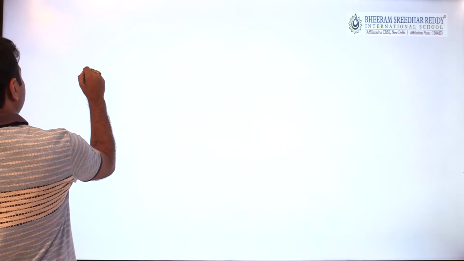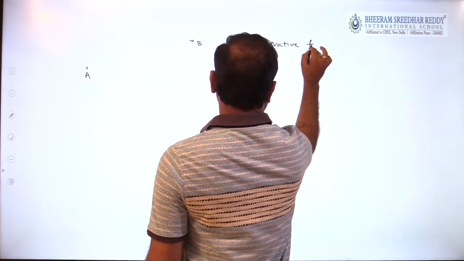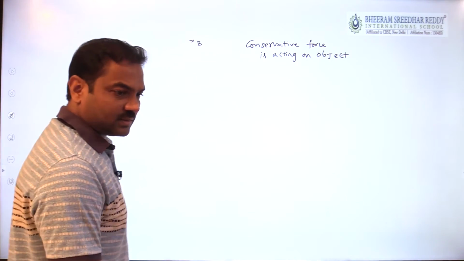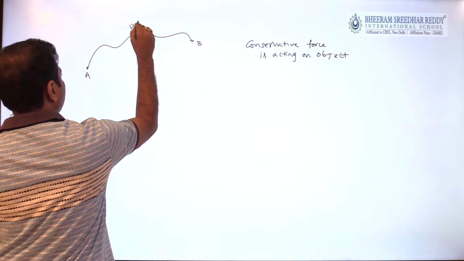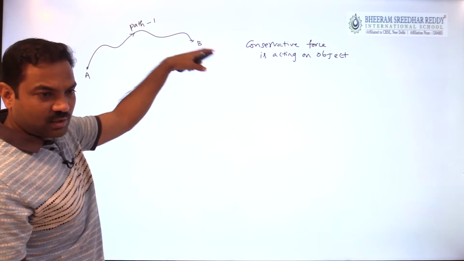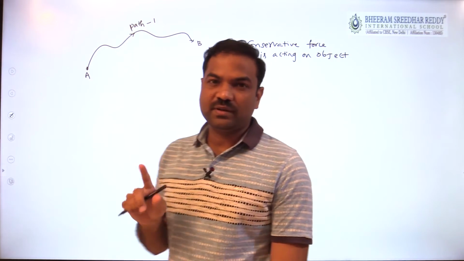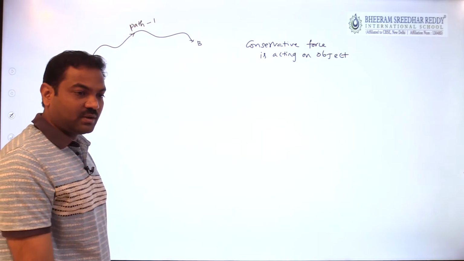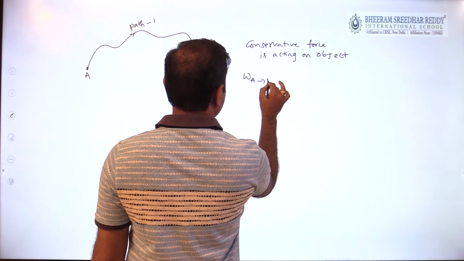The meaning is, suppose that A is one point and B is the other point. Now which force is acting? Conservative force is acting on the object, only a conservative force. Now I will take the object from A to B in path 1. Displacement is not equal to 0, it's not a round trip. Work done by conservative force in a round trip is 0, but it's not a round trip. So work done by the conservative force from A to B is not equal to 0.